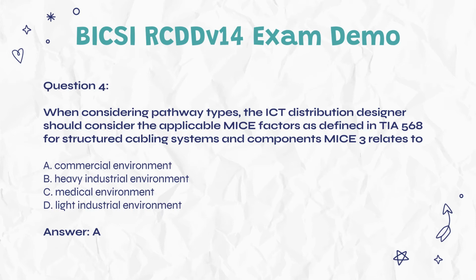Question 4. When considering pathway types, the ICT distribution designer should consider the applicable MICE factors as defined in TIA 568 for structured cabling systems and components. MICE 3 relates to: A. Commercial environment, B. Heavy industrial environment, C. Medical environment, D. Light industrial environment. Answer A.